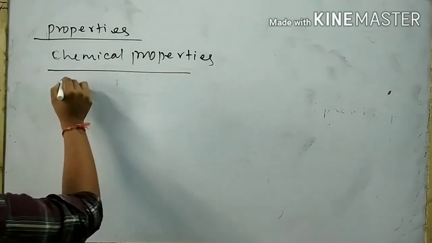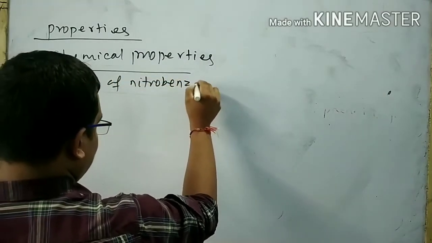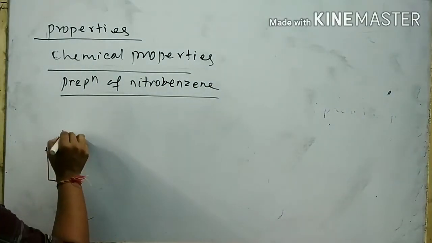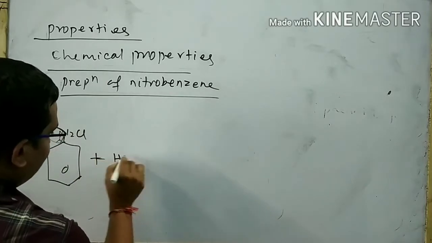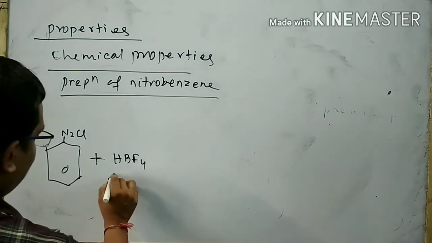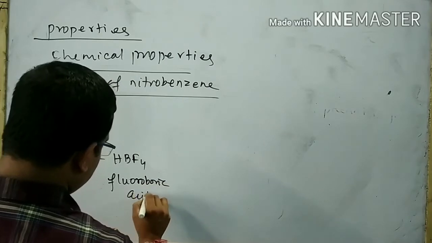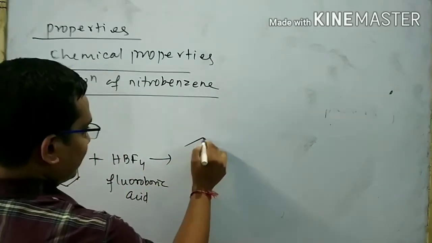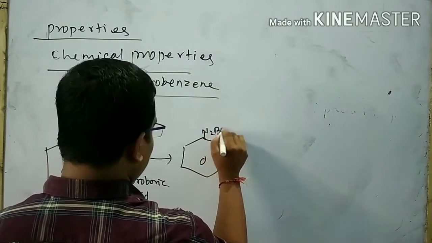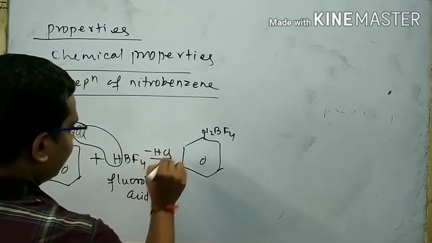Next is the preparation of nitrobenzene. At first, BDC is subjected to reaction with HBF4, that is fluoroboric acid. Then benzene diazonium fluoroborate is formed. There is a release of a byproduct, that is HCl.